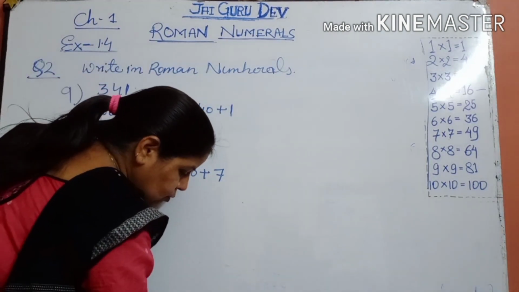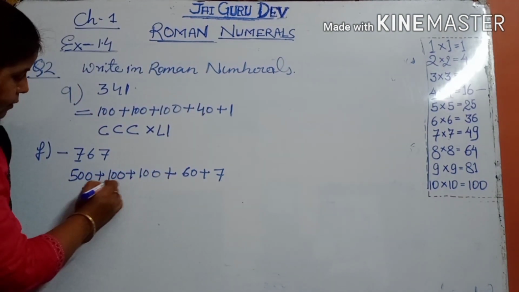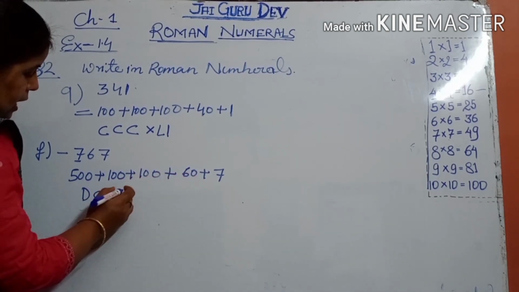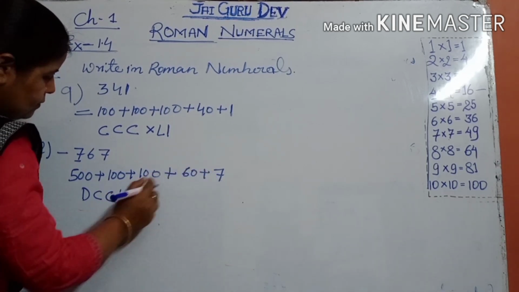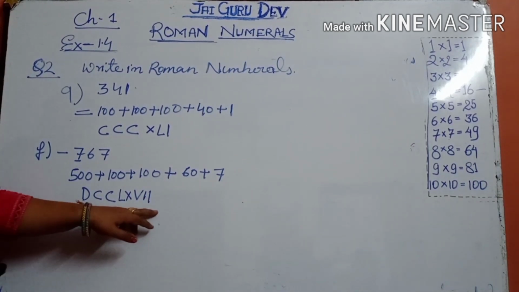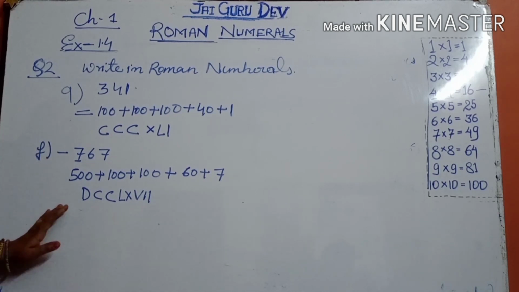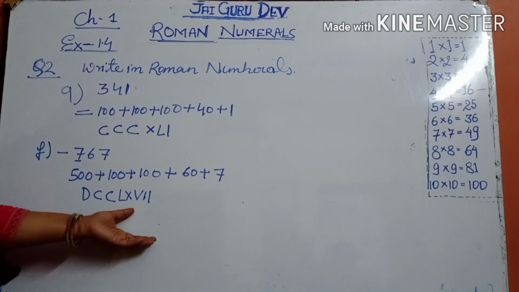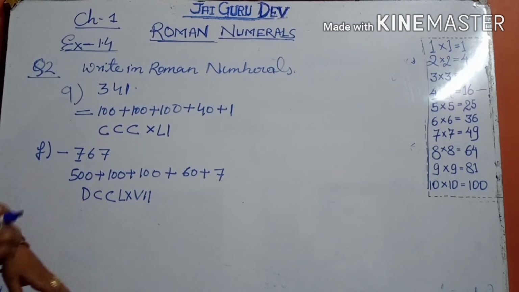Which symbol are we using? We are using D. For 100 we are using C. One more time C. For 60 we are using, as I just taught you, L and X, and for 7 we are using V, I, I. It will be your Roman value for 767. So it is not difficult, it is so simple and interesting. You can do these problems in a very simple way by breaking them down into the values we are using.